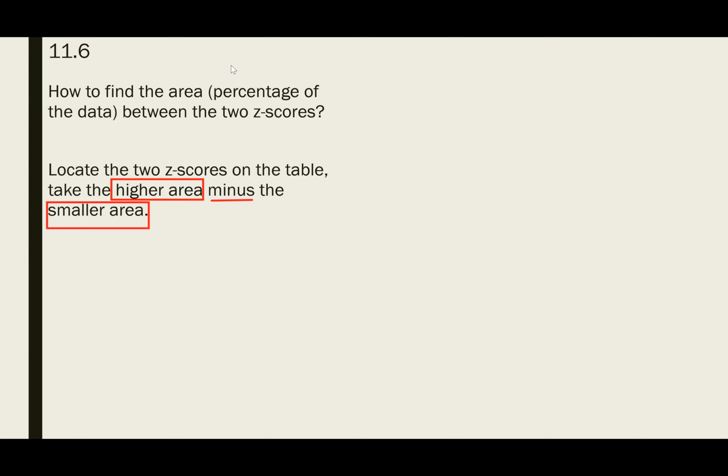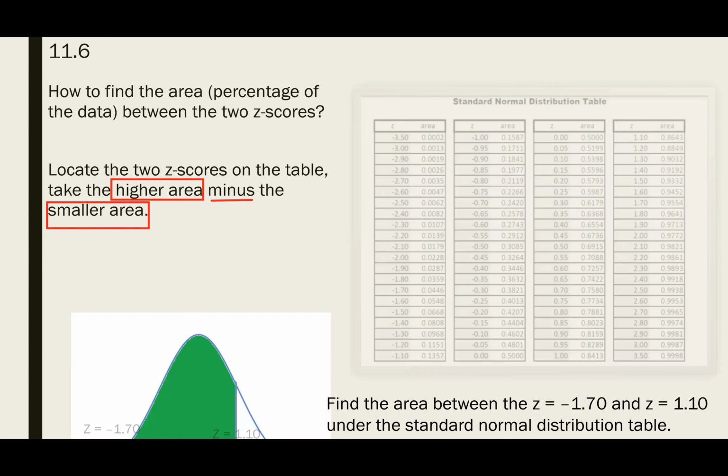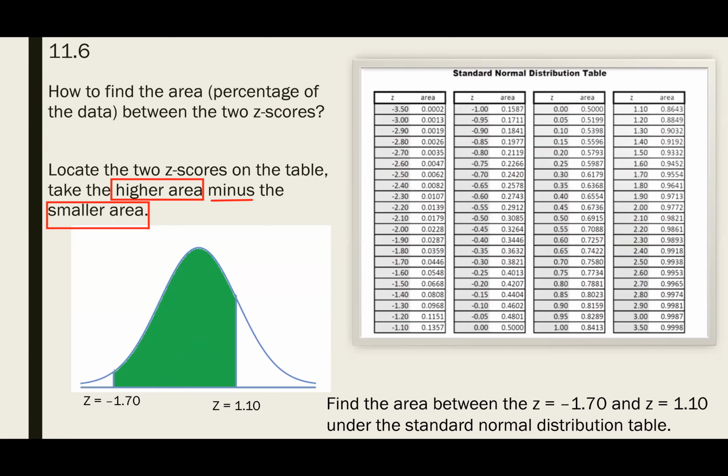So let's take a look at this item here. This is what they ask you: find the area between the z-score of negative 1.70 and the z-score of 1.1. To find this area, this is what I sketched out, right? I know that the negative number, the smaller number, is on the left. The negative 1.7 is here, and the 1.1 is here. And with the empirical rule, you cannot do this, because the empirical rule is only 1, 2, and 3.